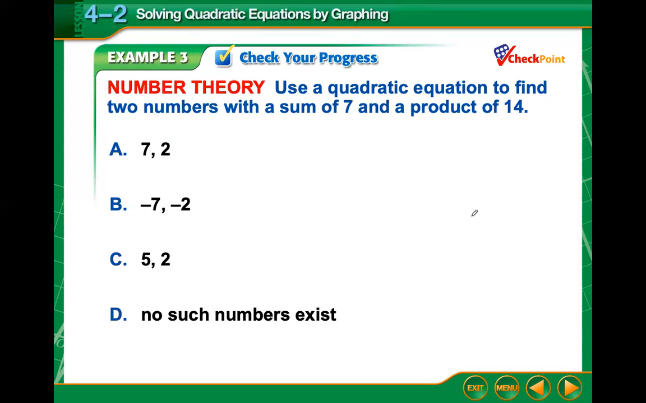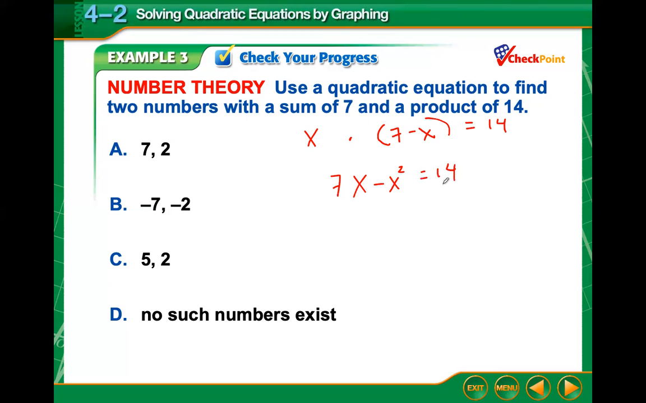So next, we're going to use a quadratic equation to find two numbers with a sum of 7 and a product of 14. So go ahead and try that one. All right, so for a sum of 7, we're going to use x and 7 minus x. For our two terms, we're going to multiply these, and when we multiply them, we should get 14. So we get 7x minus x squared equals 14.